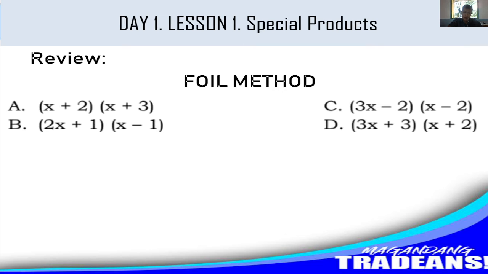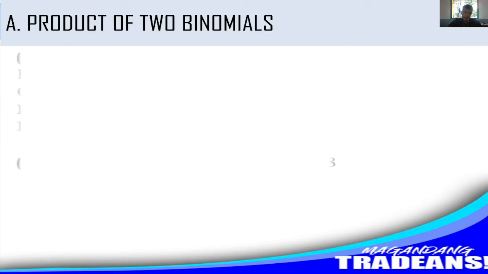Last meeting also, we discussed the method that is very useful in finding special products. That is the FOIL method. When you say FOIL method, that is first, outer, inner, and last. Okay, so let's continue our lesson.